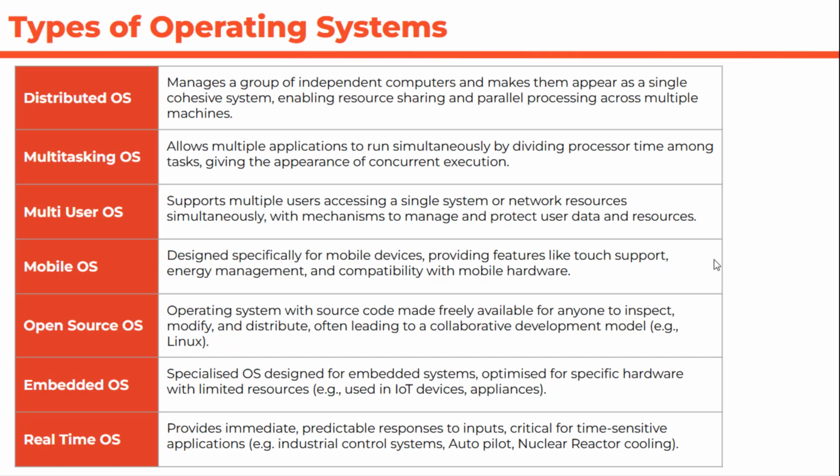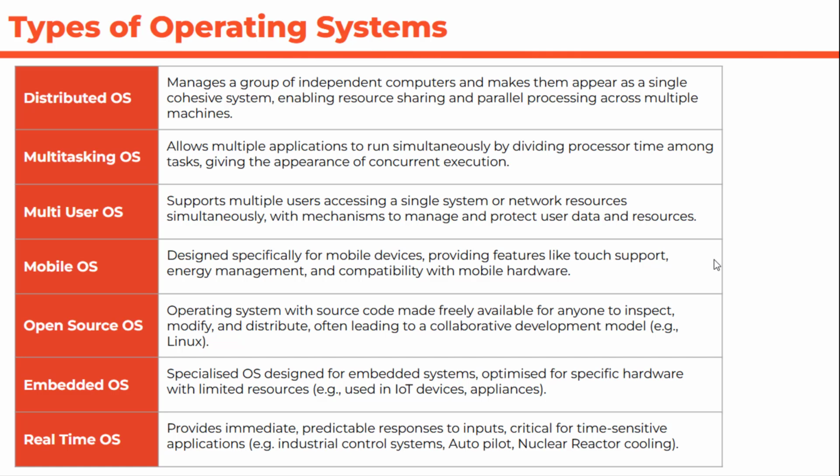Mobile operating systems, these are relatively new in the world of processor design, but they are designed specifically for mobile devices, providing features like touch support for the touchscreen, energy management, battery life compatibility, and also compatibility with other mobile hardware. Mobile operating systems are designed to be durable, small in size, because they're made for mobiles.